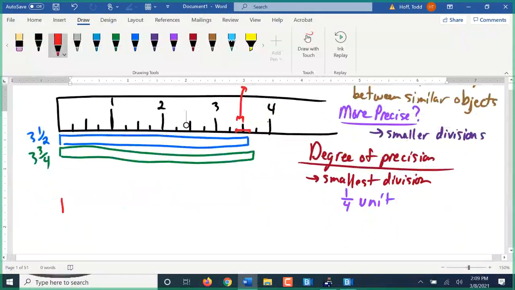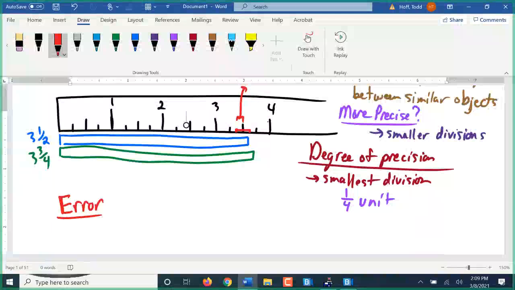Error is built in. It's part of the device, the divisions. And that possible error, I'll just call it the error, but the full name is really greatest possible error.